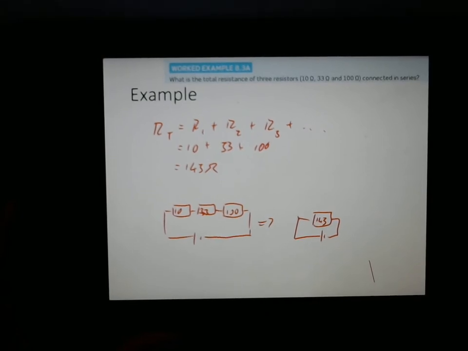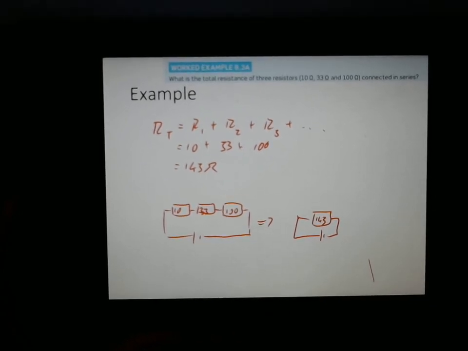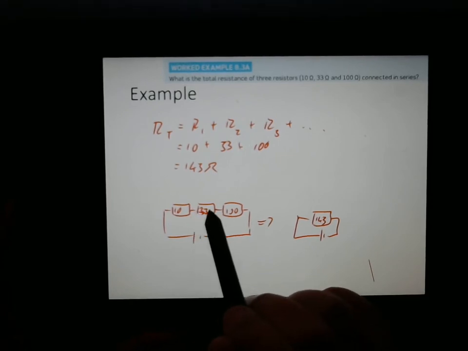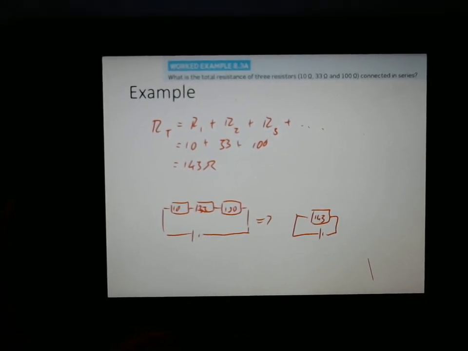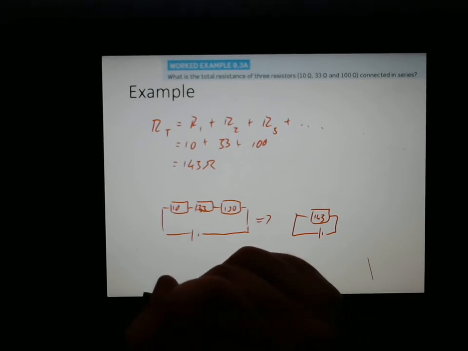3 resistors in series with a 10, 33, and 100 is exactly the same thing as just drawing one resistor with 143. Note, this is an ideal system where we're pretending that the wires have no resistance. So series is pretty straightforward. Okay? Let's have a look at parallel.